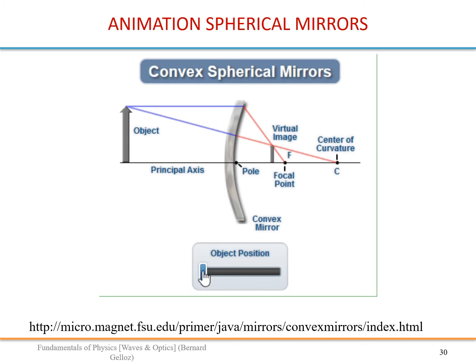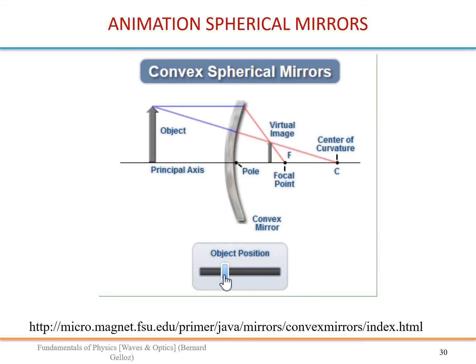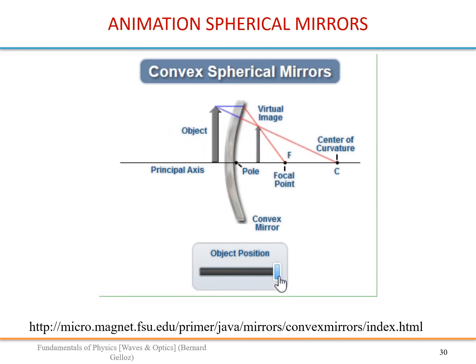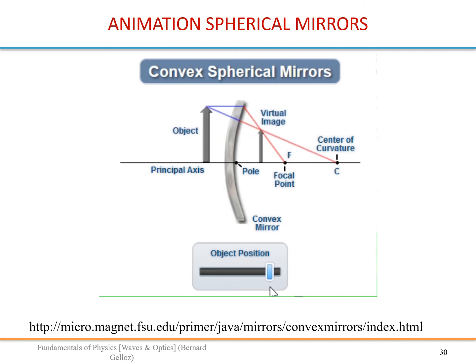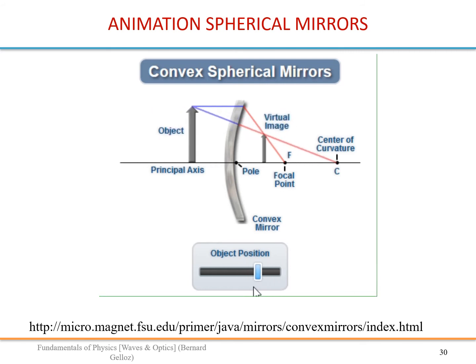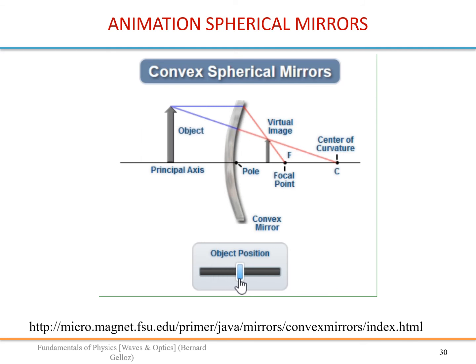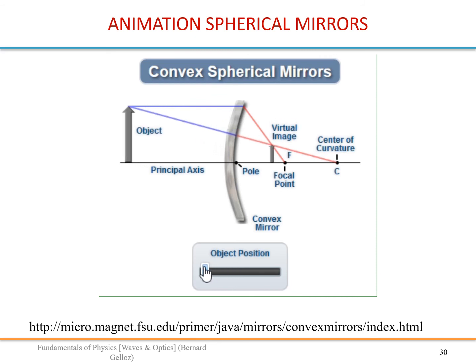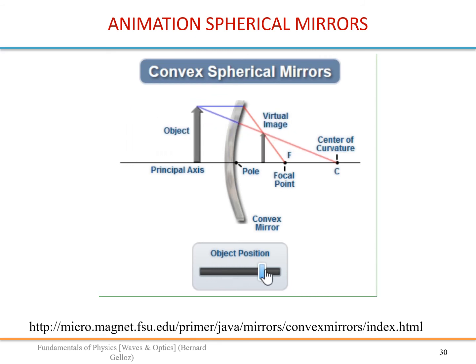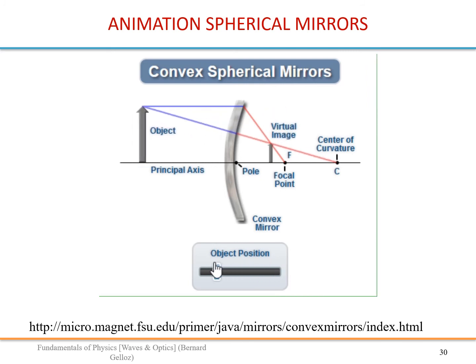Here we can change the position of the object, from very far away to very close to the mirror. You see that we always have basically the same thing. The image is oriented in the same way, up, and as your object gets closer to the mirror, your virtual image also gets closer to the mirror and gets bigger. Alright, so that's all.